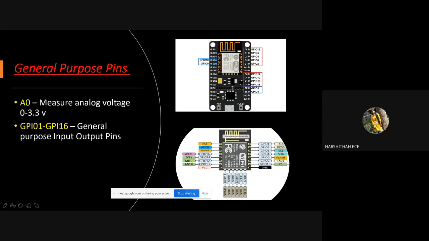Master in slave out is nothing but master is like a receiver, it will take care of the receiving part, and slave is for the transmitting part. This one is master out, quite opposite to MISO.